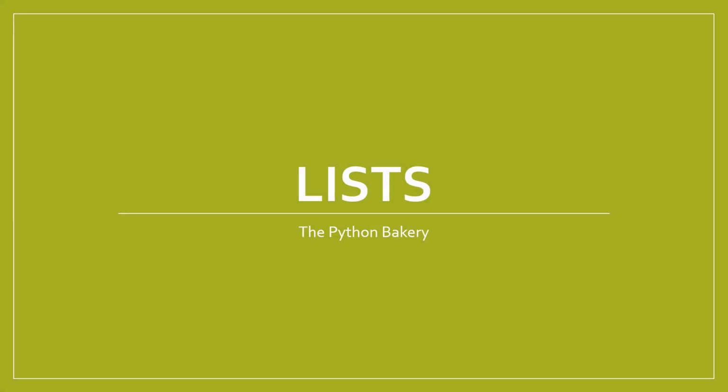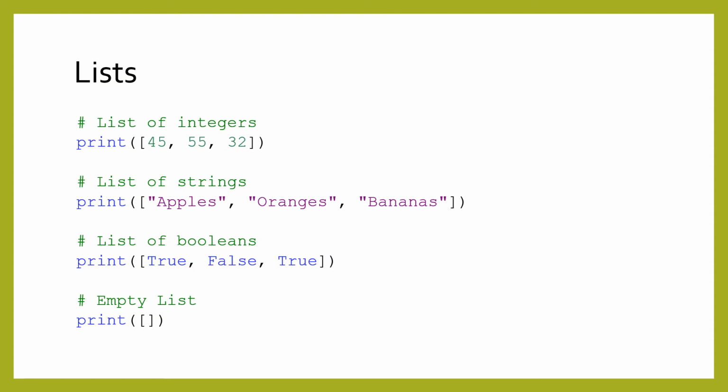Lists. The next data structure we will learn about is the list type. A list is a sequence of values, all of the same type. For instance, you could have a list of numbers, or a list of strings. You can even have a generic empty list.